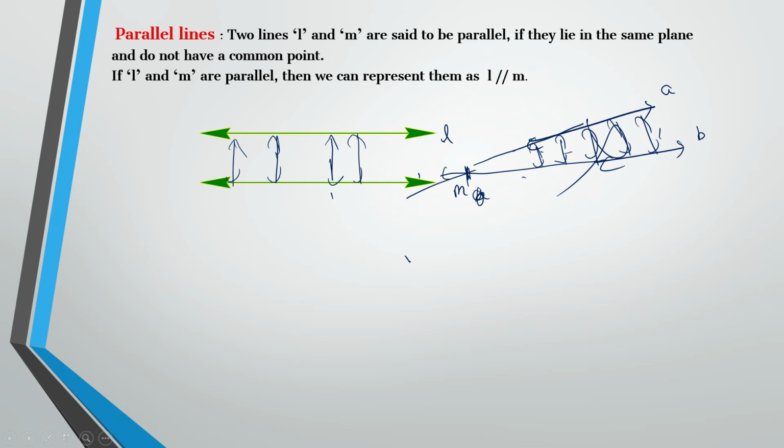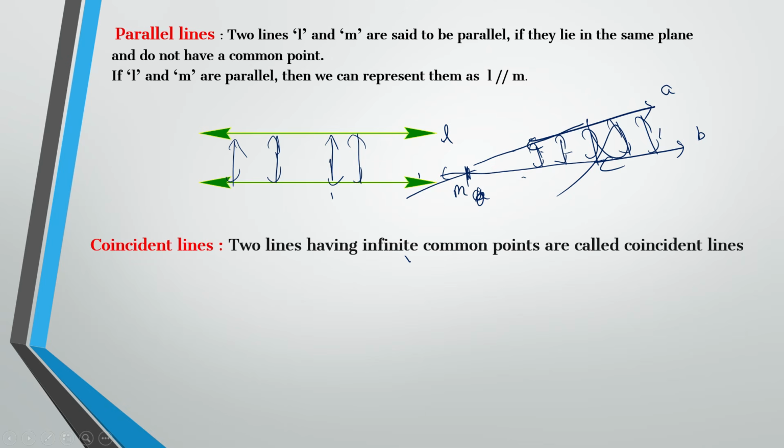Next one is what? Coincidental lines. Two lines that have infinitely many common points are called coincidental lines. One example is this line AB and line CD. These two lines have infinitely many points in common. That's the reason these two lines are said to be coincidental lines.